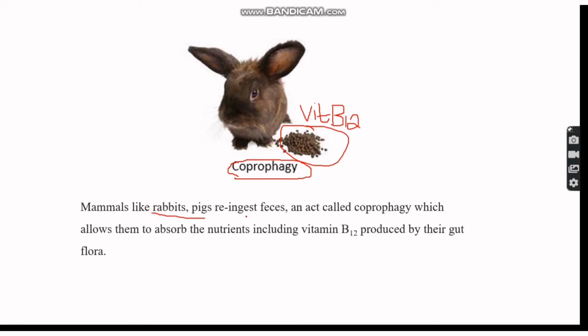Mammals like rabbits and pigs re-ingest their feces, an act called coprophagy, which allows them to absorb the nutrients, including vitamin B12, produced by their gut flora. Okay?